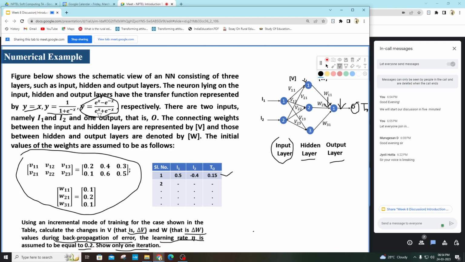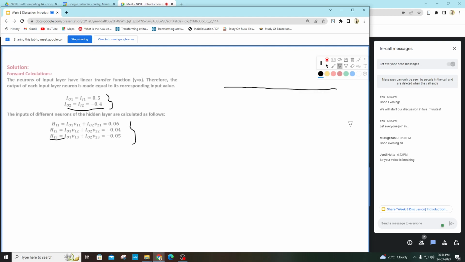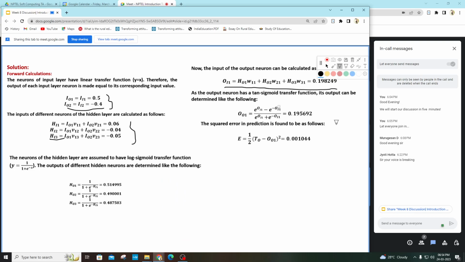How will we reach the output end of the output? We will apply this formula: y equals e to the power x minus e to the power minus x, divided by e to the power x plus e to the power minus x. That is the tan sigmoid function. And when we apply the tan sigmoid function here, this is our output. Okay, 0.195692. This is our output.